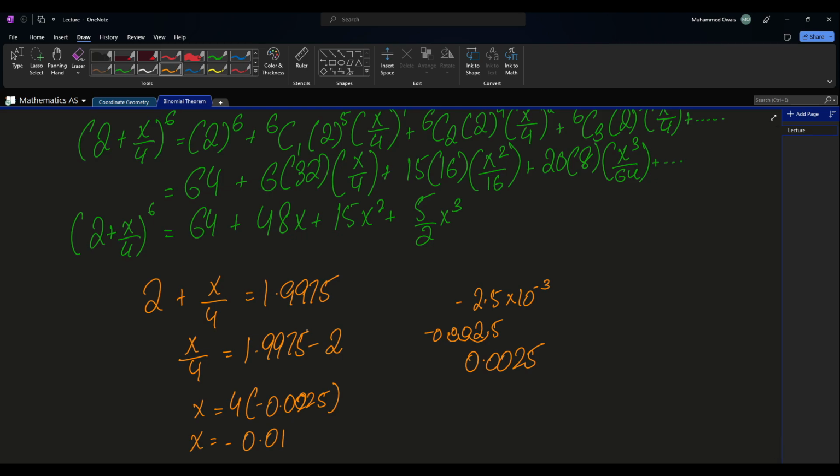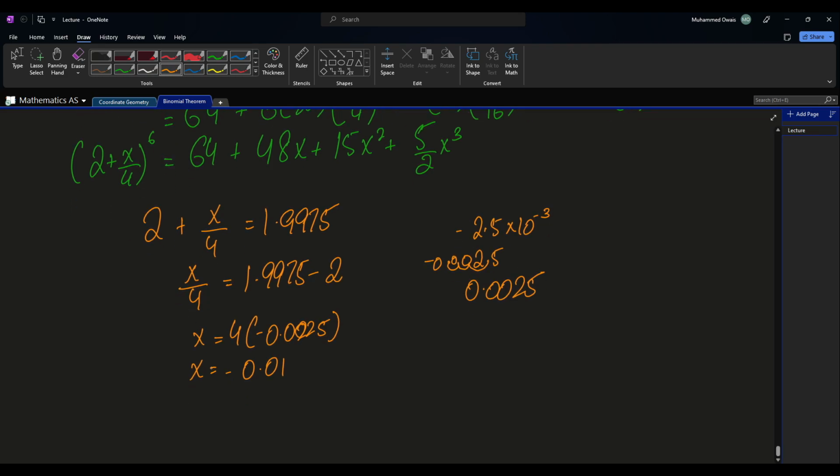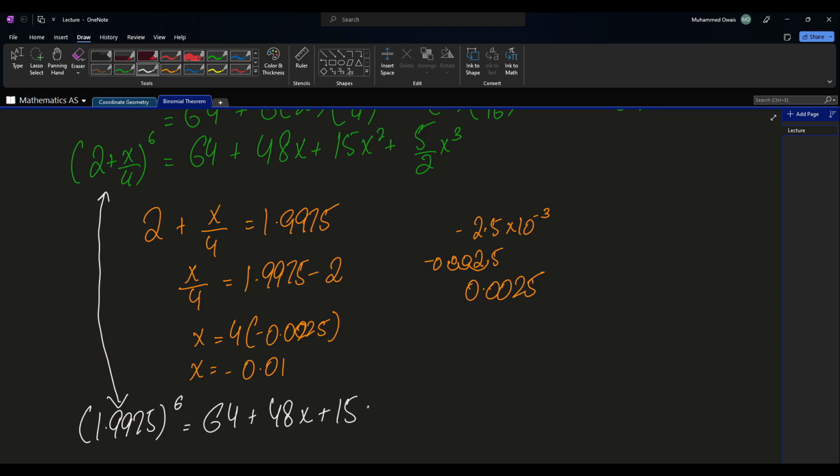Or you could have just inputted this into the calculator, you would have also gotten it, but this gave us an opportunity to explore what this is. All right, so now we have x which is equals to negative 0.01. So what is our next step? Firstly, we write what they told us, 1.9975 power 6. We understood the fact that this and this are the same, so this must mean that this also applies here. Okay, so 64 plus 48x plus 15x square plus 5 over 2 x cube.